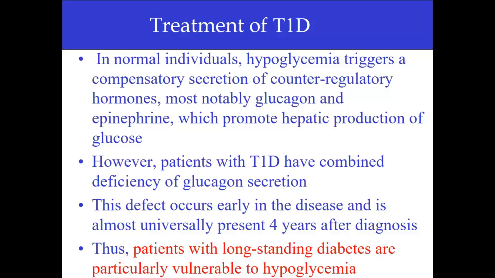So why do type 1 diabetic patients have hypoglycemia? In a normal individual, if your blood sugar goes down, there is a compensatory secretion of glucagon and epinephrine in order to promote glucose production by the liver. However, it turns out that patients with type 1 diabetes not only have a problem with secreting insulin, but also have problems secreting glucagon. This defect can occur early in the disease, but it is always present about 4 years after diagnosis. So the problem increases with time, basically.